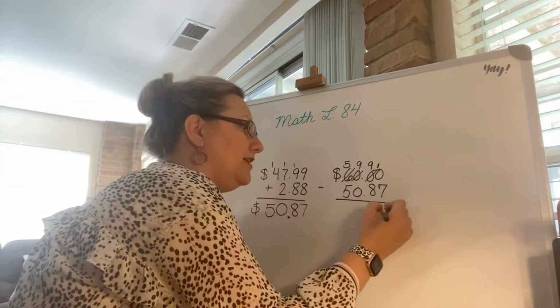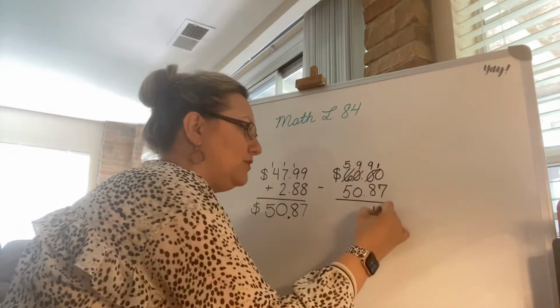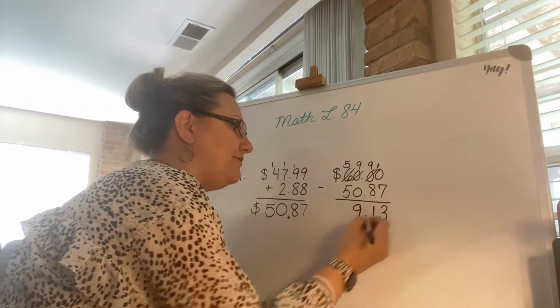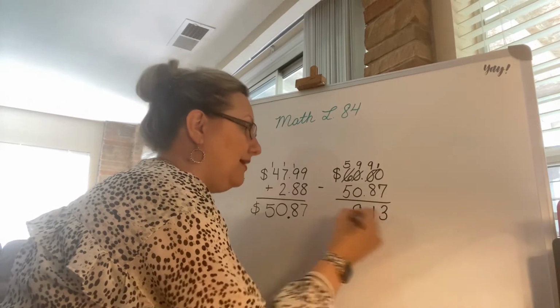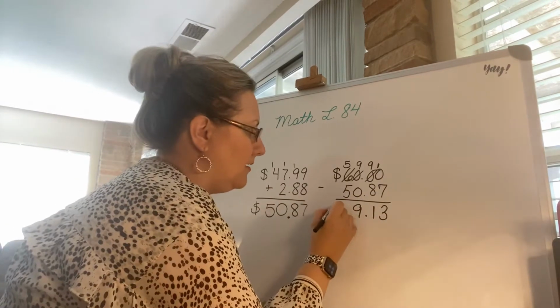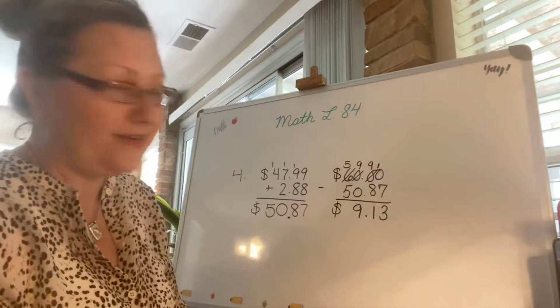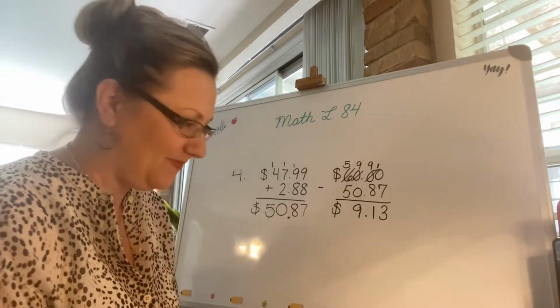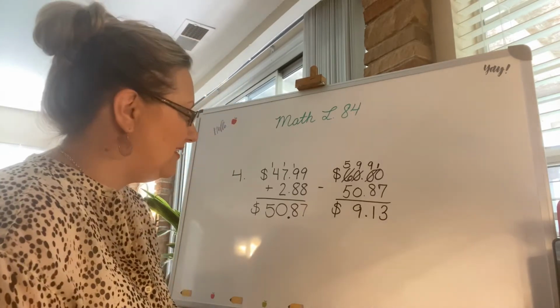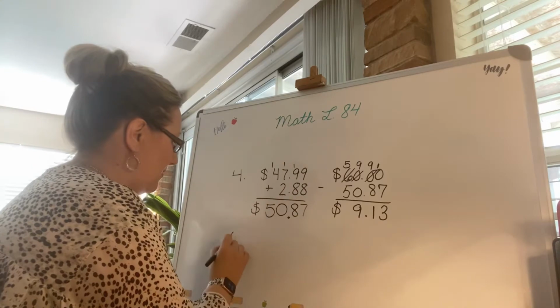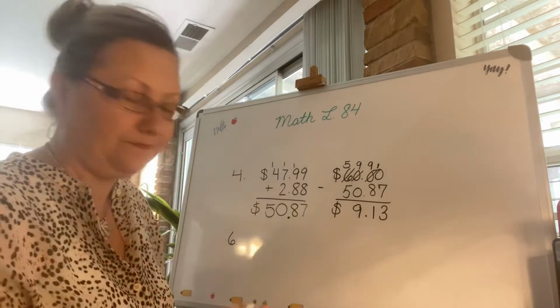10 minus 7 is 3, 9 minus 8 is 1, 9 minus 0 is 9, 5 minus 5 is nothing. So we go ahead and put our dollar sign, and our final answer is $9.13. Okay, go ahead and get that down on your paper, and then I will move on to number 6.